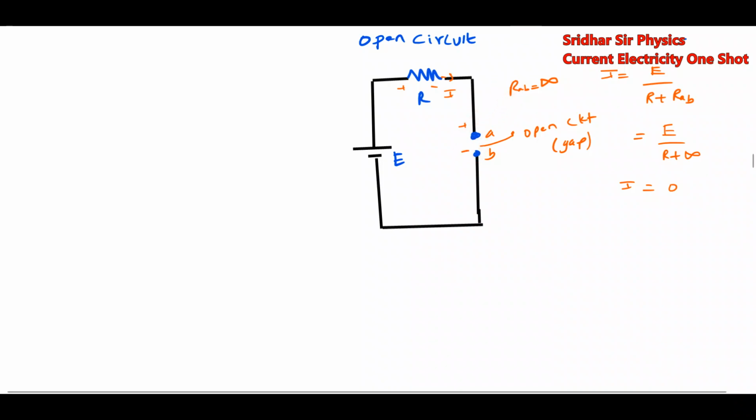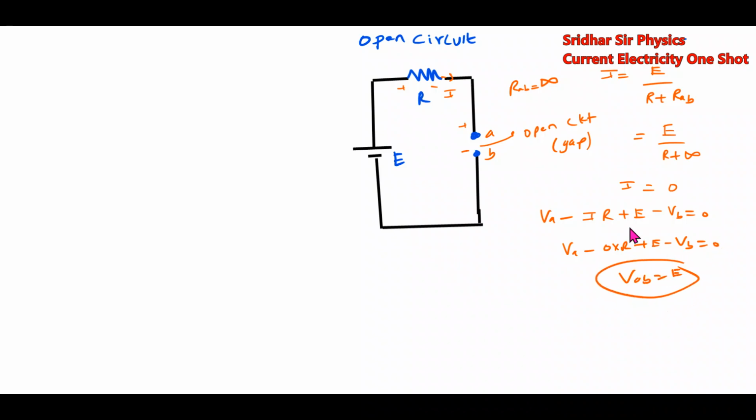Then what about the drop? Yes, there will be a potential drop. V_A minus I into R plus E minus V_B equals 0. Current is 0, so 0 into R, anything will be 0. What is the drop across this? Equal to E, the applied EMF. Across an open circuit, there won't be flow of current. This concept is very, very important.